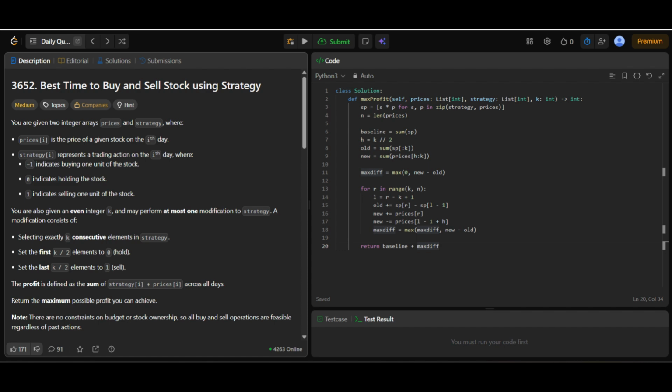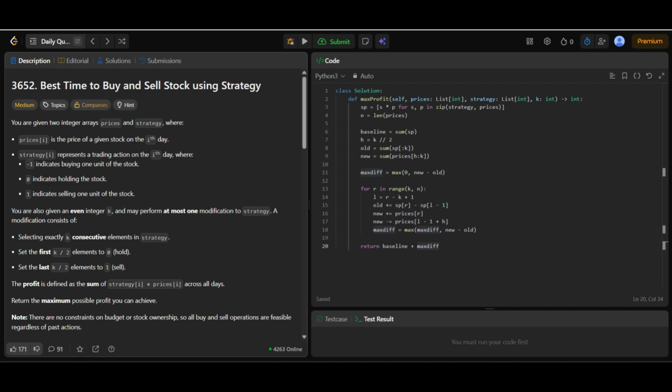Update original profit. old plus equals sp[r] minus sp[l]. We add the new day entering the window and remove the day leaving it. Update modified profit. new plus equals prices[r] minus prices[l plus h]. We update the modified profit efficiently. We add the price from the new sell day and remove the price that is no longer in the sell half. Update maximum gain. max_diff equals max(max_diff, new minus old). At each step, we update the best improvement we've seen so far. And final answer, we return baseline plus max_diff.